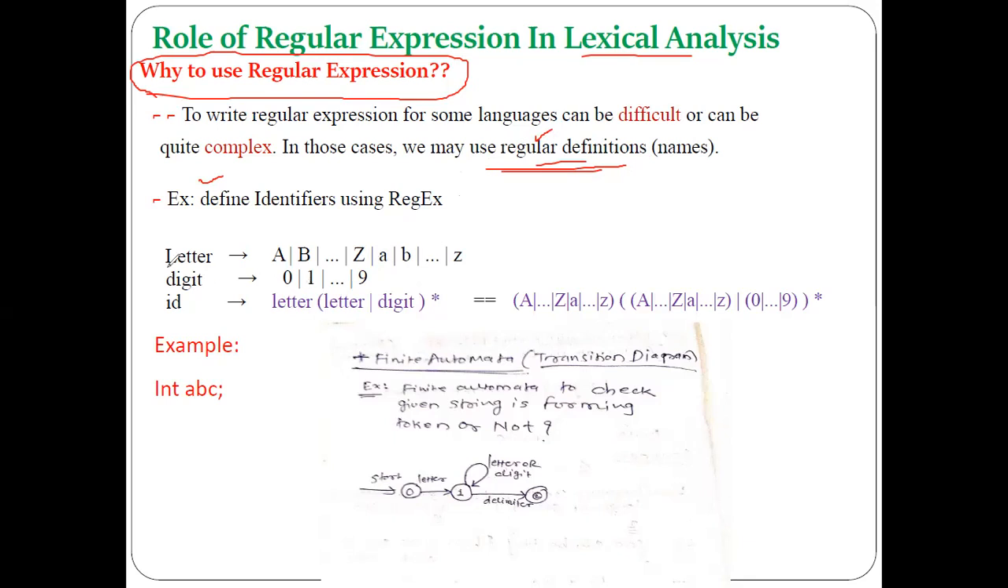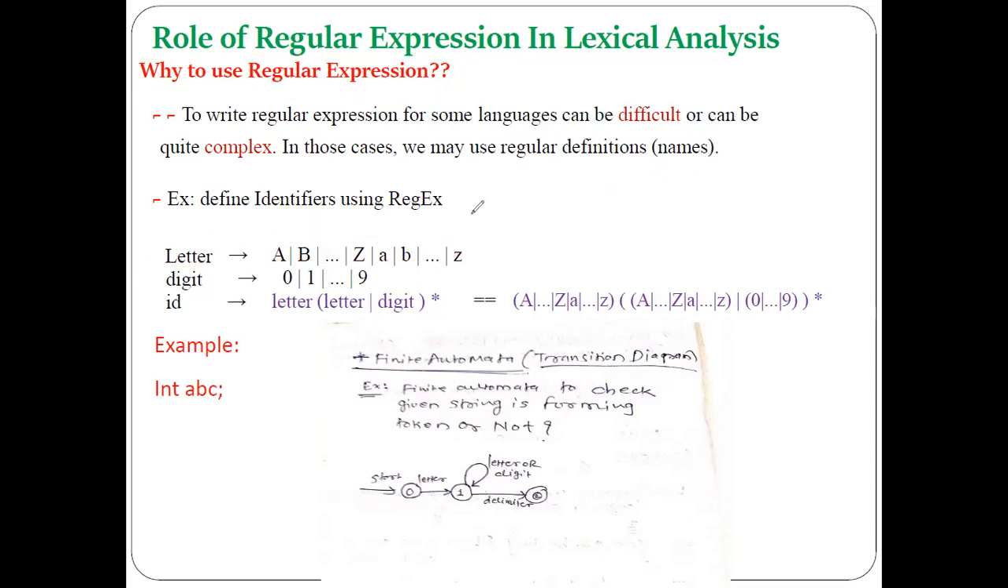For example, the regular definition for letter is this: A or B up to Z, capital characters, or a or b up to z, small characters. So this is the regular definition for letter. In a similar way, you can write the regular definition for digit like this: digits are from 0 to 9. So these are two regular definitions: first for letter, second for digit. Here we have just given a name to the sequence of characters. That is the reason I said a regular definition is simply the name given to a sequence of characters.